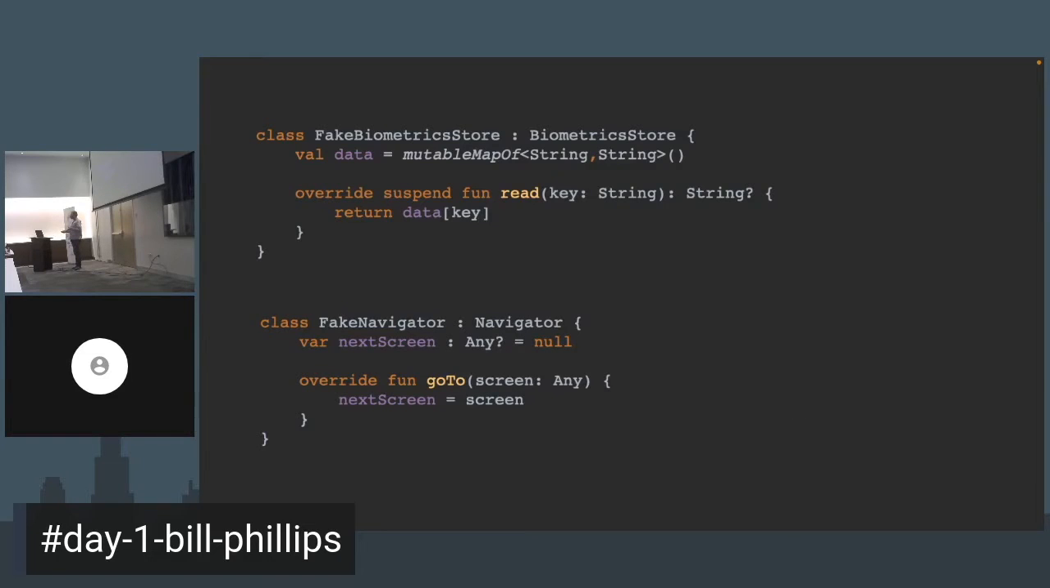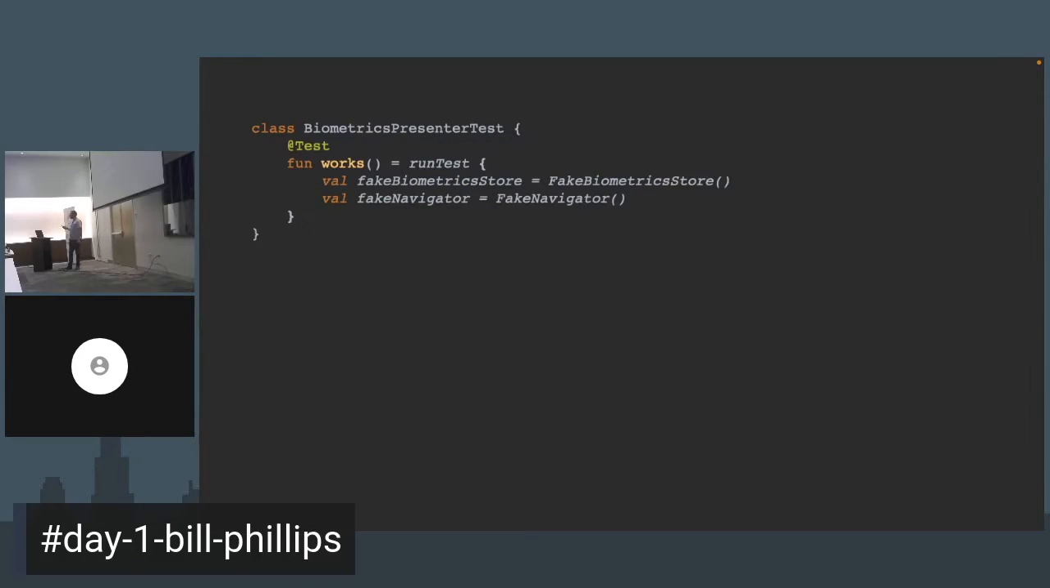So here are our fakes we're going to build. These are just simple fakes built off of a map that has our biometric stored data in it. And then inside of our fake navigator, whenever we get a call to go to, we're just going to write that to an internal var. This is pretty much exactly what these fakes looked like in Cash App a year and a half ago. They don't look like that now because this is not exemplary code.